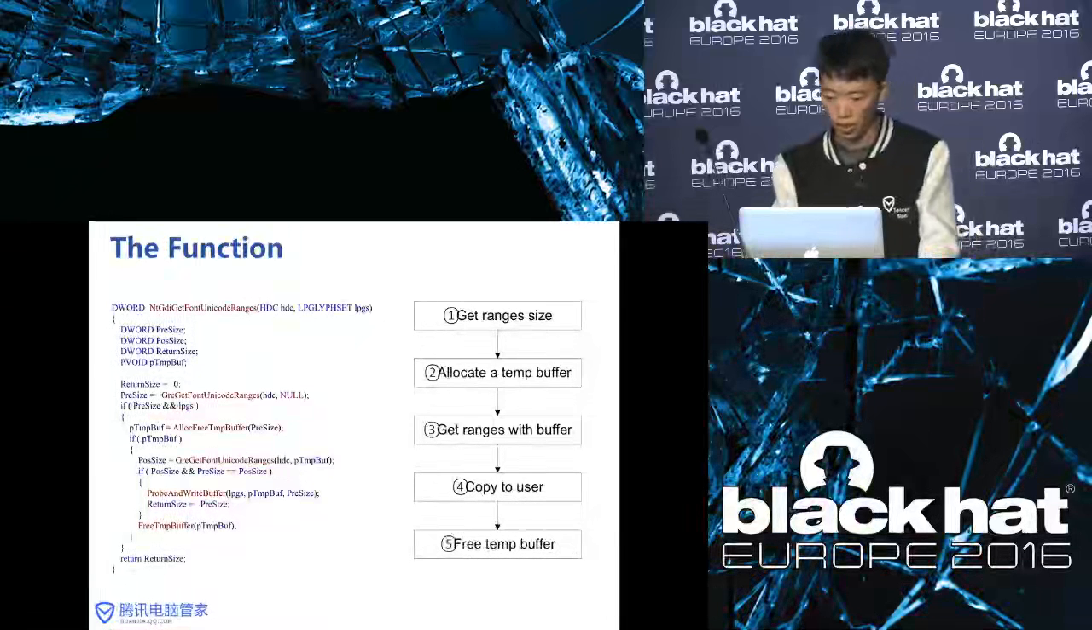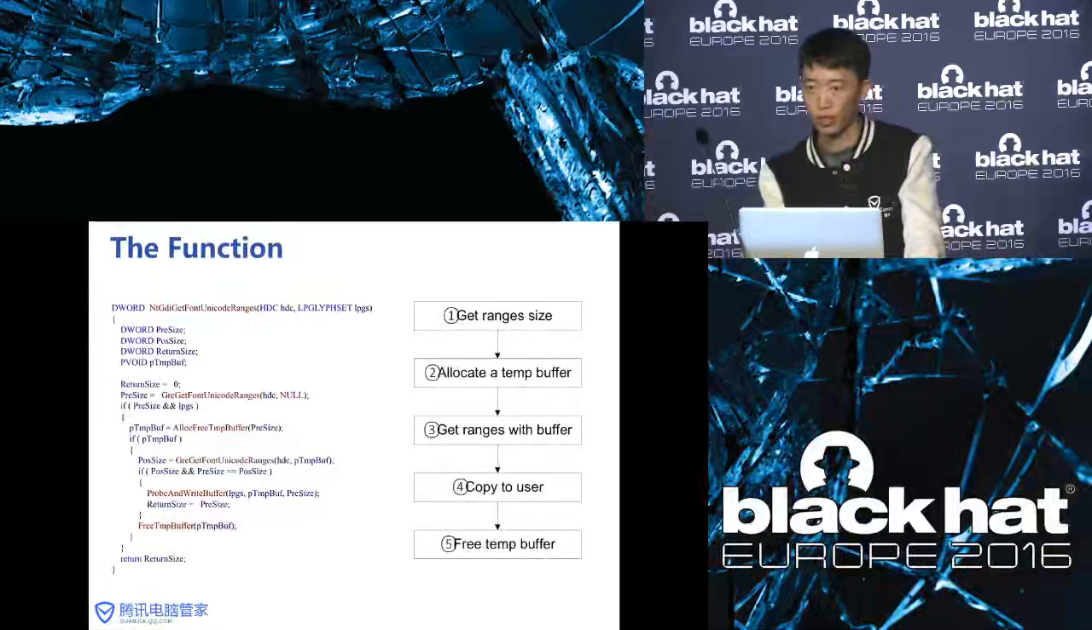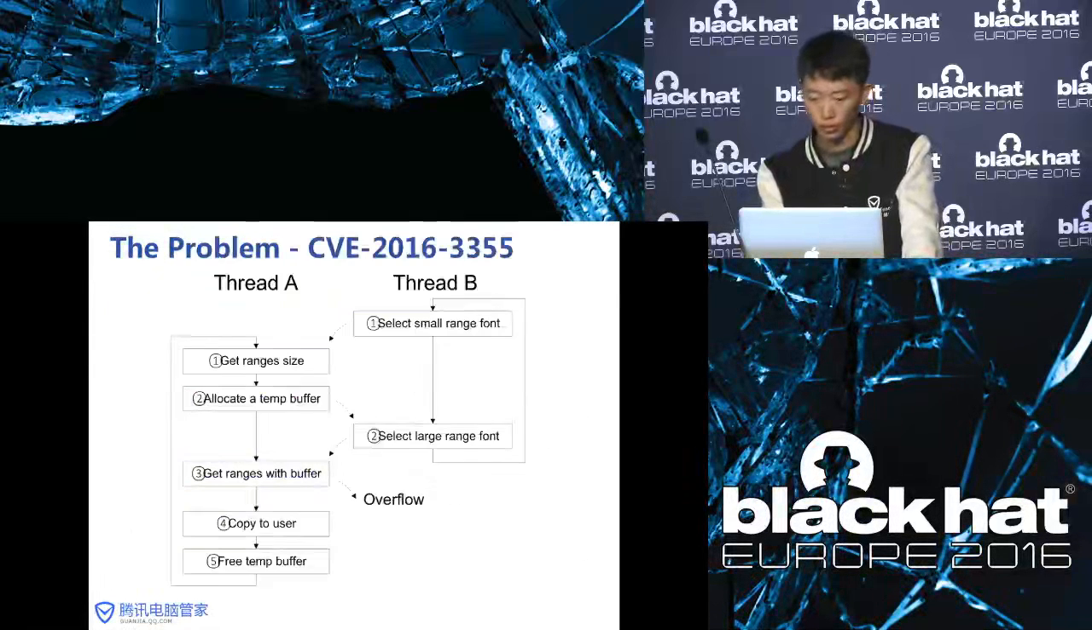Then the size is sent to AllocFreeTempBuffer, and we will get a temp memory buffer. We call GreGetFontUnicodeRanges again, setting the param to the memory buffer, so that the range data would be written to it. We deliver the data from the caller to user space and free the temp buffer. Steps 1, 2, 3, 4, 5. It seems to be very simple.